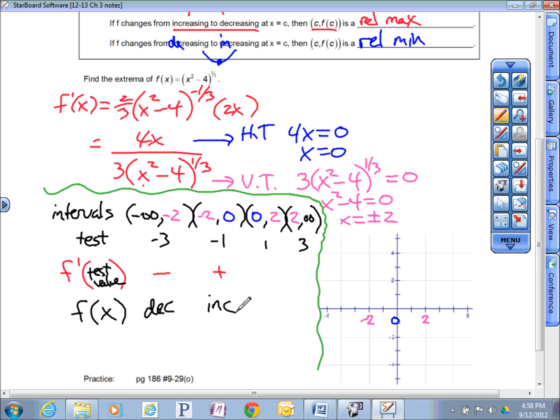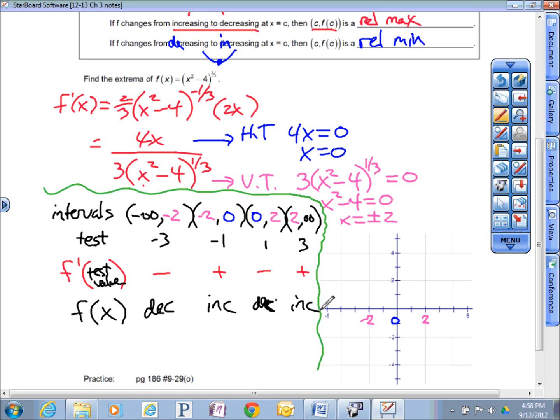Plug 1 in, positive on the top, negative on the bottom. Negative, that must mean my function is decreasing in my interval. Plug in 3, positive on the top, negative on the bottom. We must have a positive here, and therefore my function is increasing in that interval.